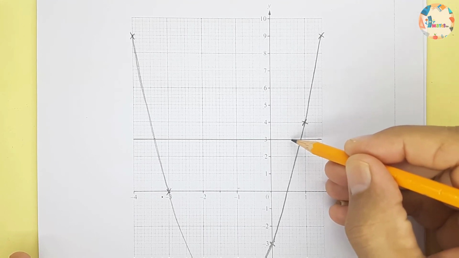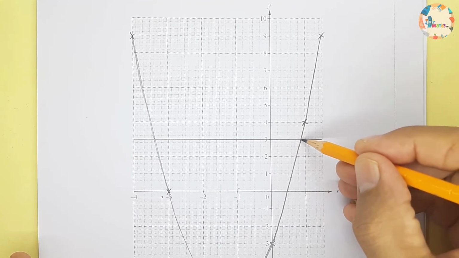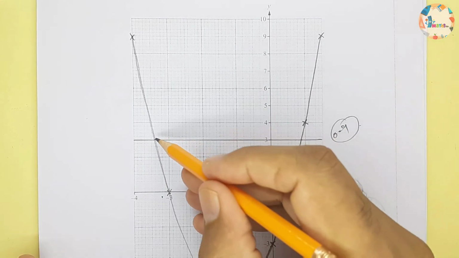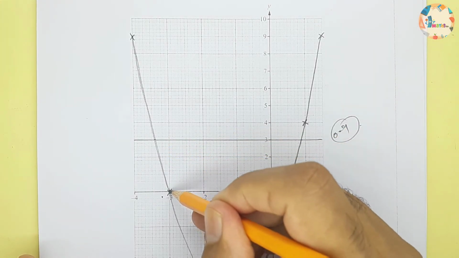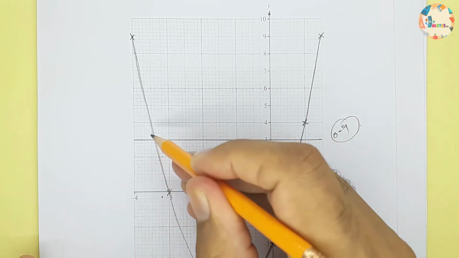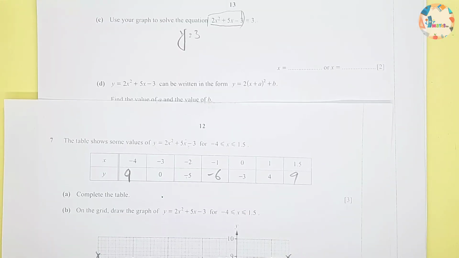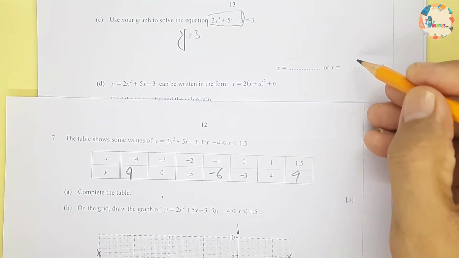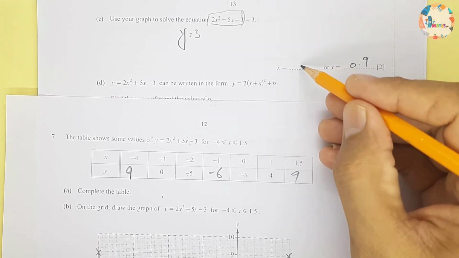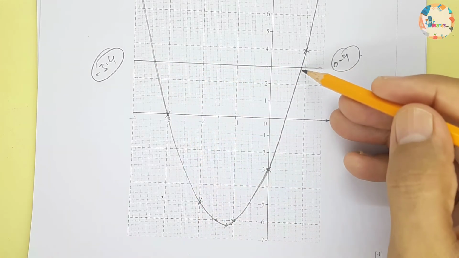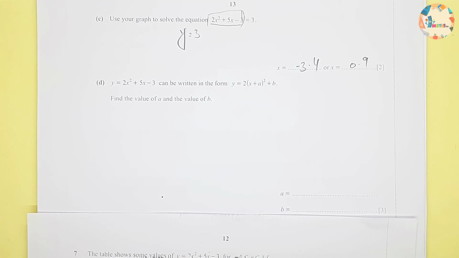This is 5, 0.5, 0.6, 0.7, 0.8, 0.9. So 0.9 is one value, and the second value is minus 3.4. So these are the two values which we have to write over here. One is 0.9 and the other one is minus 3.4, which we have taken from these 2 points. Hopefully you got this.